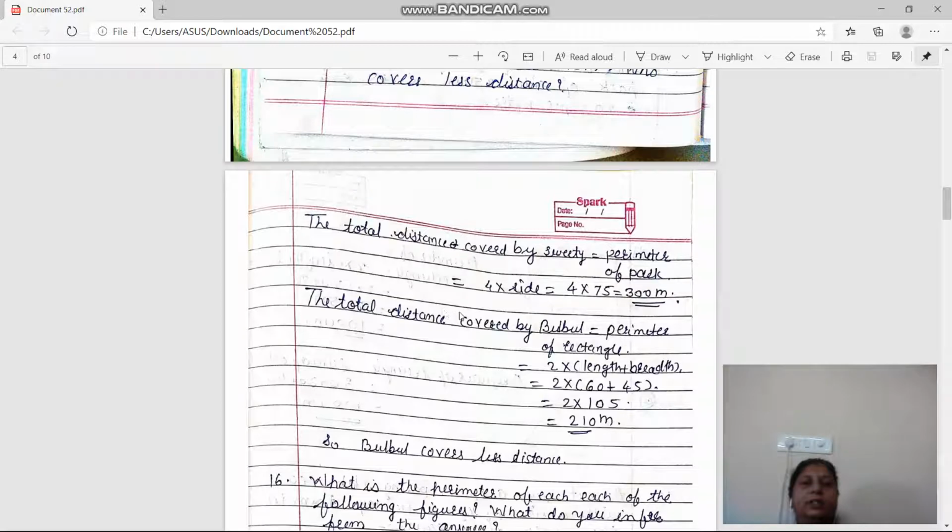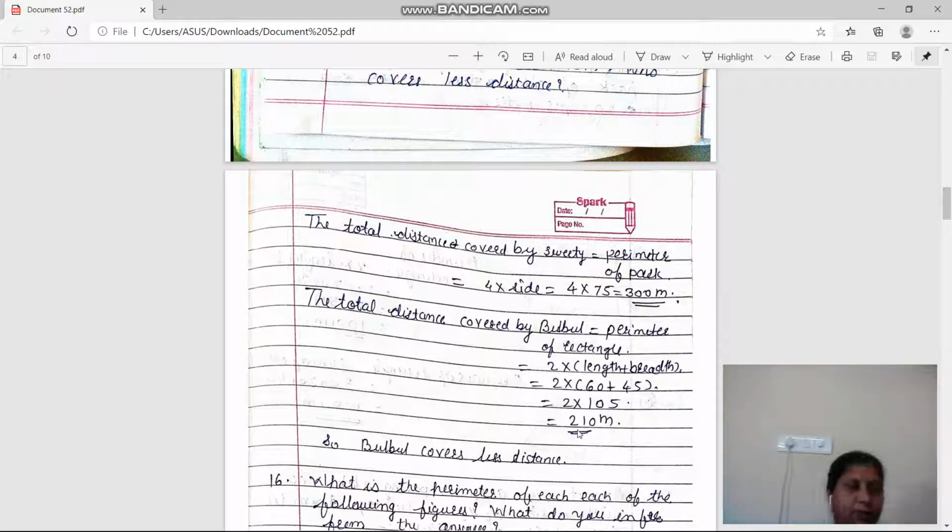Now the total distance covered by Bulbul is equal to perimeter of a rectangular park, right? So formula for it, 2 multiplied by length plus breadth. Okay, so 2 multiplied by what is length? 60, and what is breadth? 45. So 60 plus 45, what will you get? 105. So 105 multiplied by 2, what will you get here? 210. So Bulbul covers 210 meter and Sweetie covers 300 meter. So which is the less? So the distance covered by Bulbul is less, that is 210. Understand everyone?